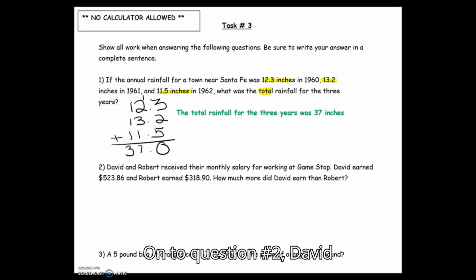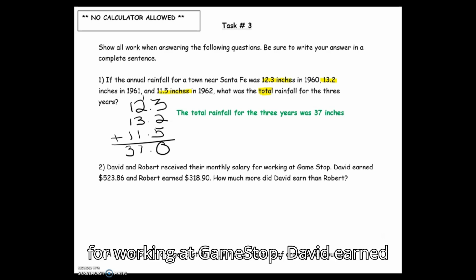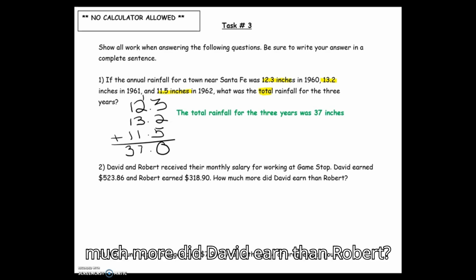On to question number 2. David and Robert received their monthly salary for working at GameStop. David earned $523.86 and Robert earned $318.90. How much more did David earn than Robert?